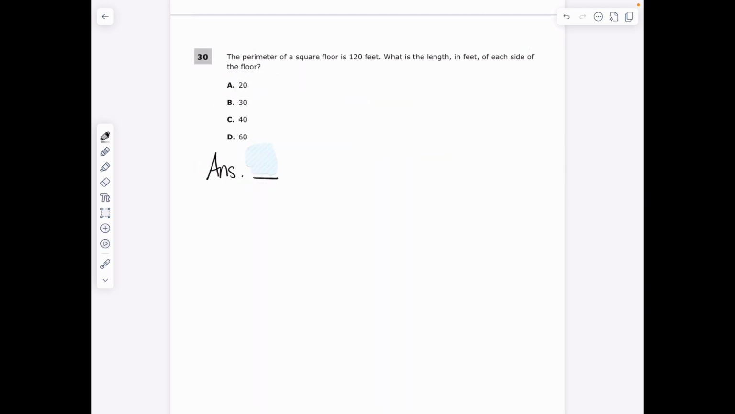Alright, for day 1, this is the last multiple choice. We are going to do the multiple choice from day 2 as well, but we'll do this last one from day 1. The answer would be B. And they want to know the perimeter of a square is 120. So here's my square, and I know the whole perimeter around it is 120 feet. I want to know what is each side.